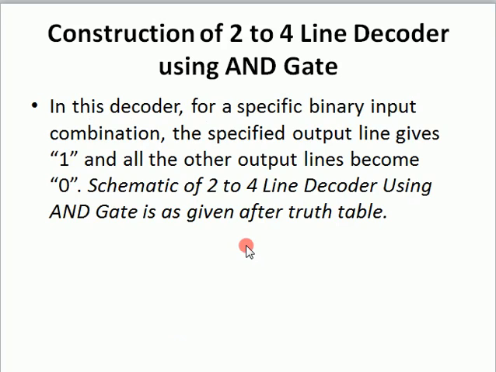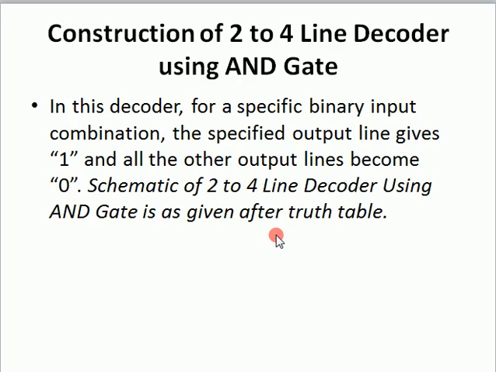Before this, first of all, we have the construction of the 2 to 4 line decoder using AND gates, using the basic gate. So in this decoder, for a specific binary input combination, the specified output line gives 1 and all the other output lines become 0. Now see this, we have an AND gate. The output of the AND gate will be high when both inputs are high. But if any of the inputs is low, then the output is low.